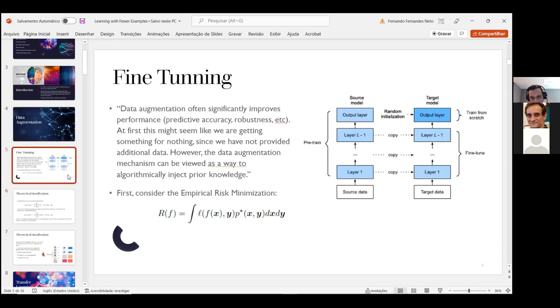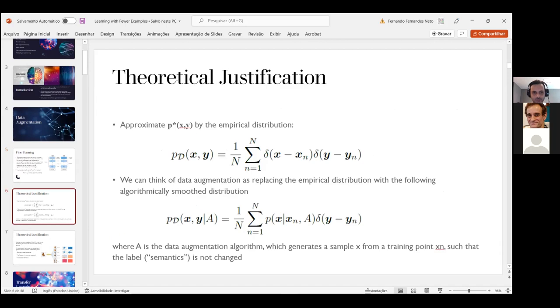Okay. So as I was saying before, basically we can consider the empirical risk minimization. And here we begin with theoretical justification. As I said, we can approximate the joint distribution by the joint empirical distribution in terms of Delta Dirac. And then the main idea of data augmentation is replacing this empirical distribution with the following algorithmically smooth distribution, where A is the data augmentation algorithm, right?